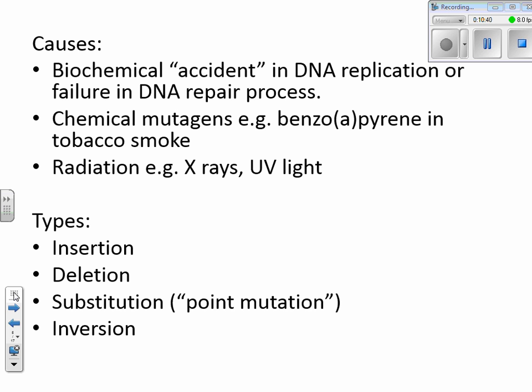Substitution, or sometimes what's called a point mutation, if it's a single base. Now, that's quite a common one, and to give you an example, cystic fibrosis is caused by a point mutation. As is, I think, sickle cell anemia. So I'm going to come up with several other things that I can put on our list of possible subjects for the presentation. There's two for a start.